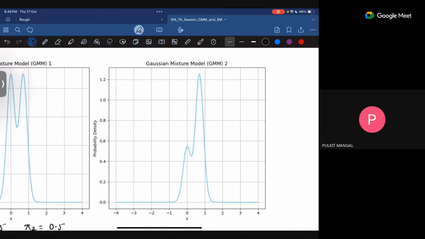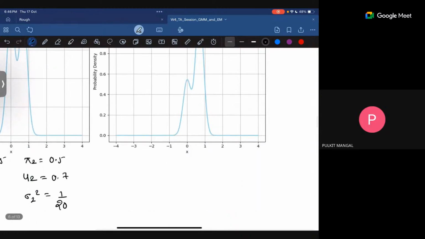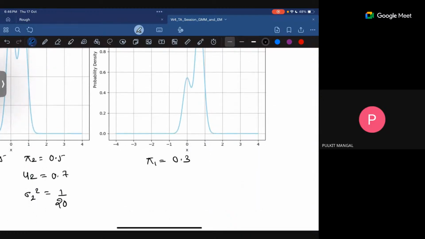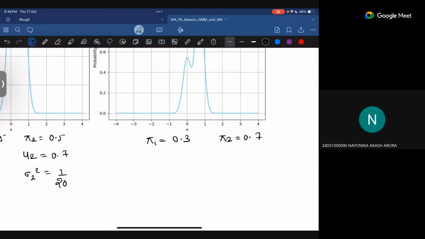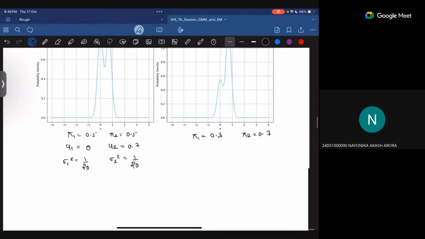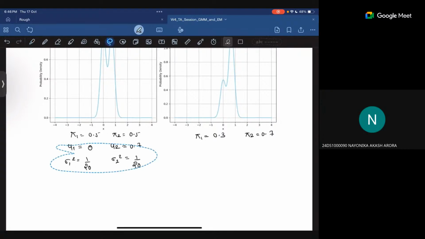What is the probability of selecting the first component and what is the probability of selecting the second component? I just need a guess, not the exact value. 0.3, 0.7. Yeah, correct. This time it is exactly 0.3 and 0.7. What about the mean? Same as earlier. 0 and 0.7. It is the same.